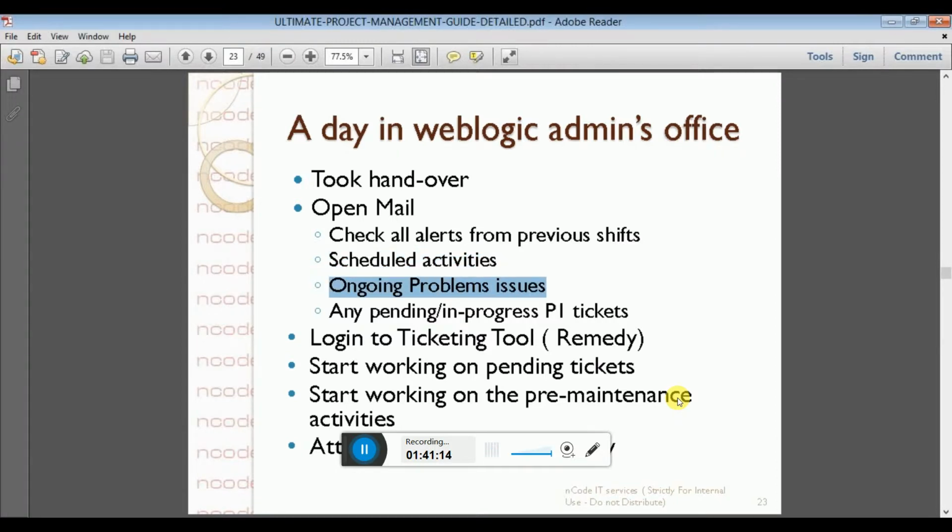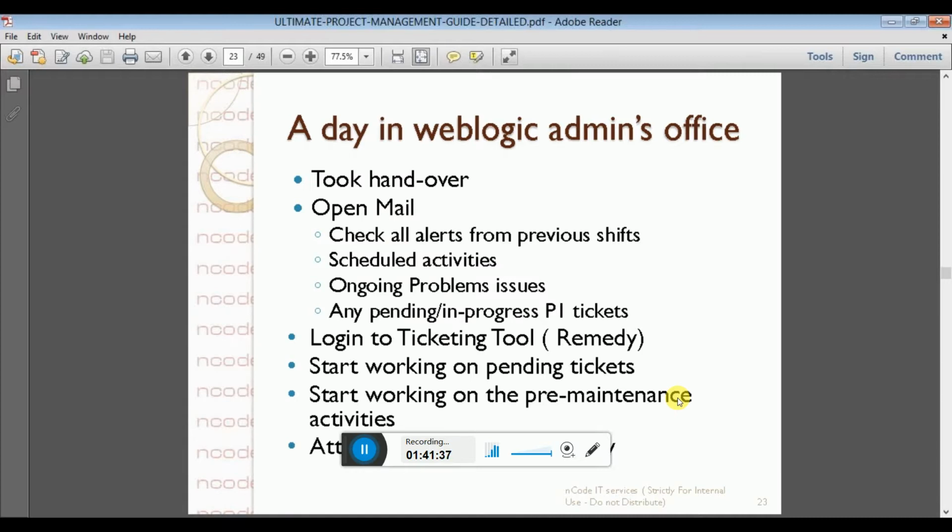You will go through the mails. Any pending or in-progress P1 tickets, you will make sure there are no in-progress P1 tickets, because if you don't check it and if there is a P1 ticket, and the person who left did not update you, you'll be in trouble. So basically you make sure what happened in the last two shifts that you were not there, and what is scheduled for your shift.